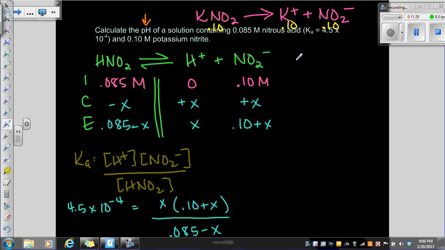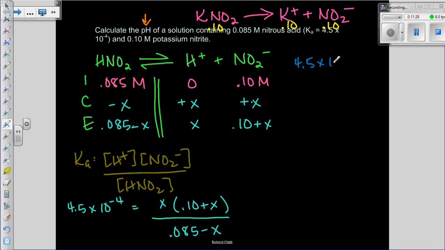Okay, I'm going to check and see if I can approximate. So if I take my Ka, which is 4.5 times 10 to the negative fourth, and multiply it by 100, I get 4.5 times 10 to the negative 2, which is 0.045. If I compare this to this, 0.045 is still smaller than my initial concentration. So I can approximate, although it's kind of close, so if you wanted to do the quadratic, you could.